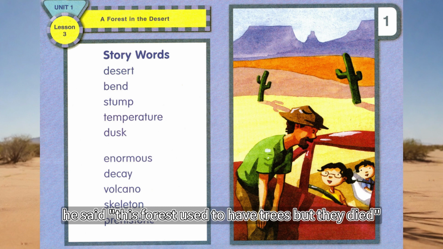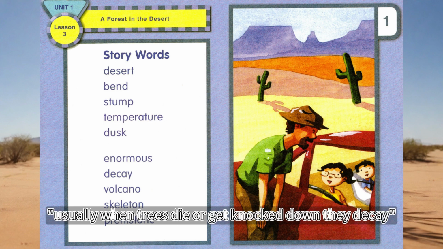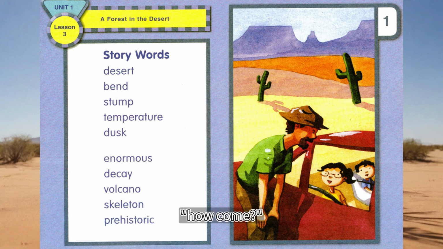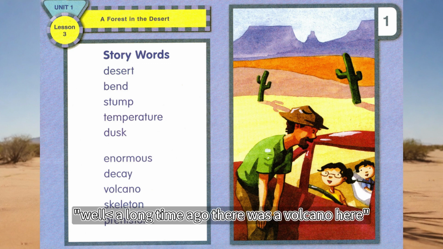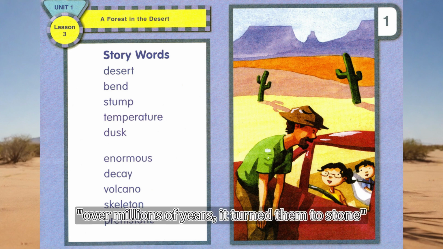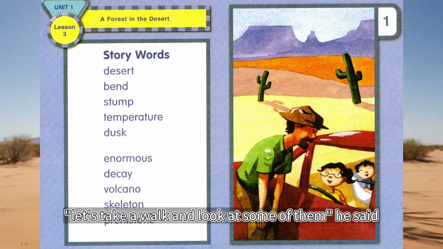"This forest used to have trees, but they died. Usually when trees die or get knocked down, they decay. That means they rot, but not these trees." "How come?" Maggie asked. "Well, a long time ago there was a volcano here. When it blew up, the ashes covered the dead trees. Over millions of years, it turned them to stone. Let's take a walk and look at some of them," he said.